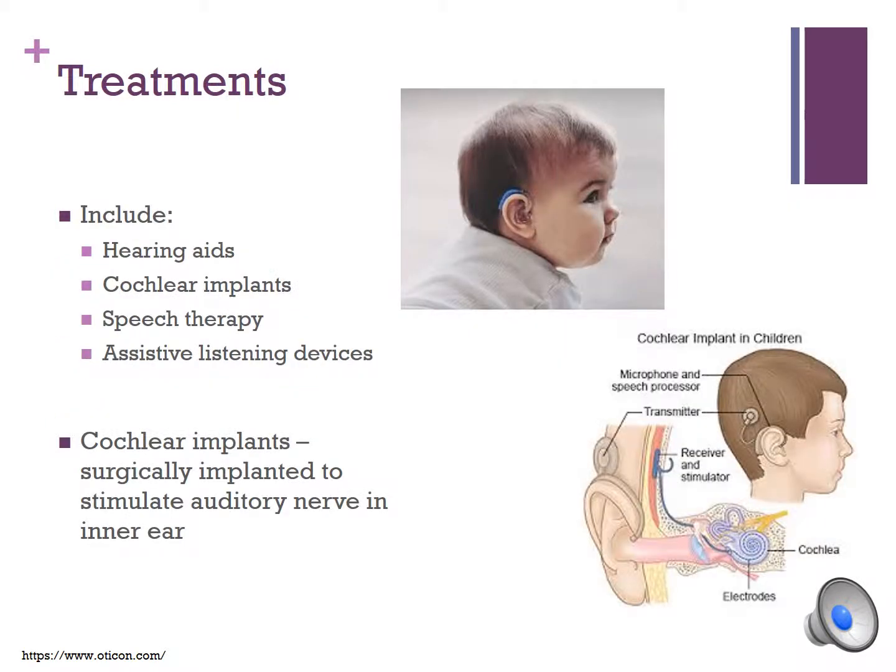What are the treatments for hearing loss? Well, for children, they are able to receive hearing aids, cochlear implants, speech therapy, and assistive listening devices. Hearing aids, as seen in the top right image, you can see that it'll enhance their hearing, as well as the cochlear implants. You can also see them from the outside, however, it requires surgery because it stimulates the auditory nerve in the inner ear. Speech therapy will just help the child with talking for the future.